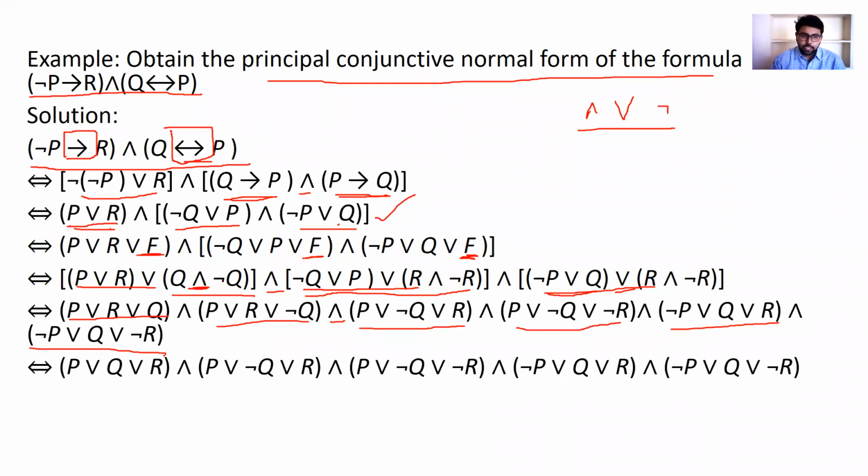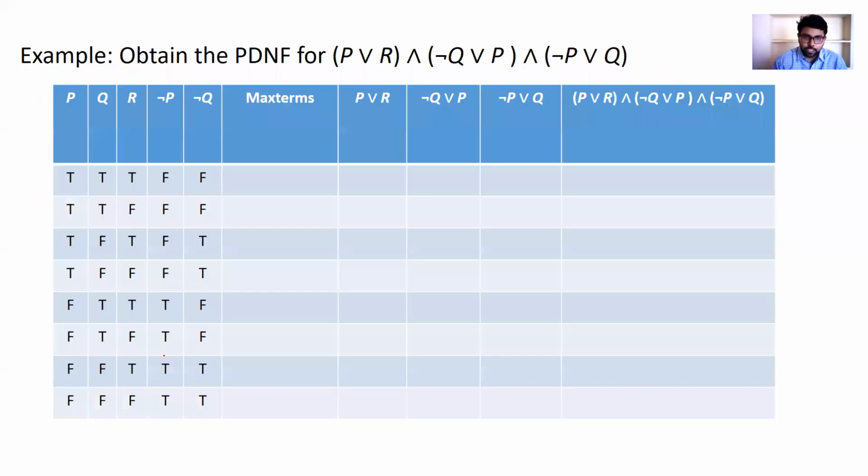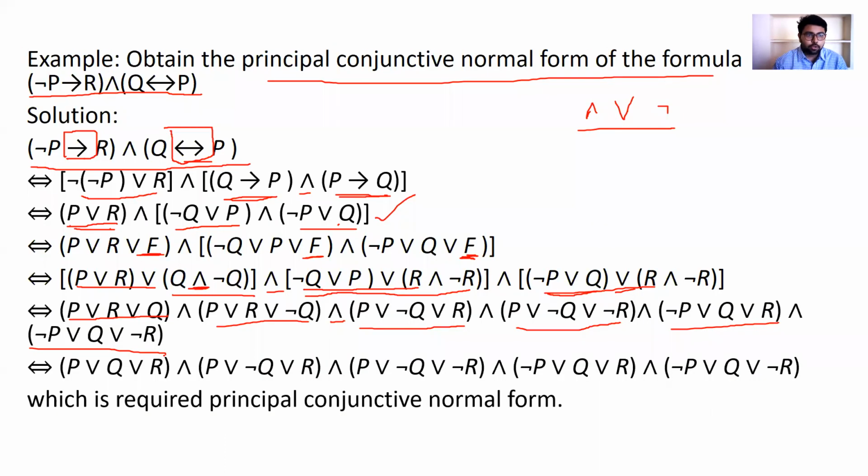Yes, sir. Yes, we are going to construct a truth table for this. Okay, I already prepared this for you.